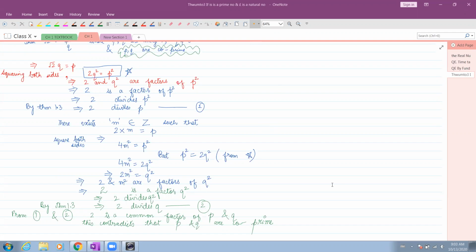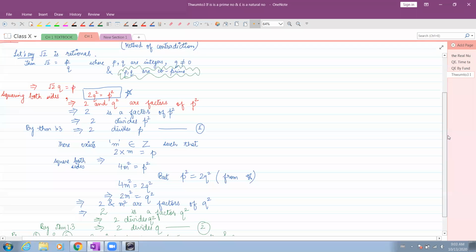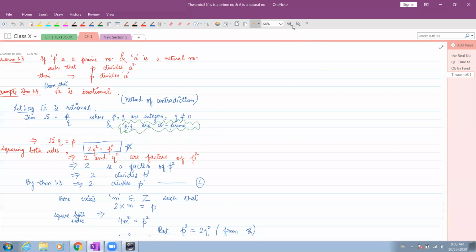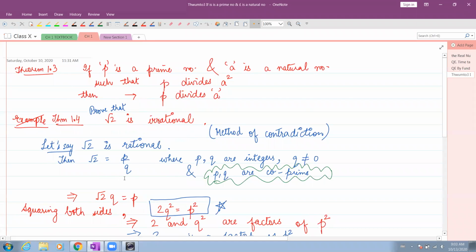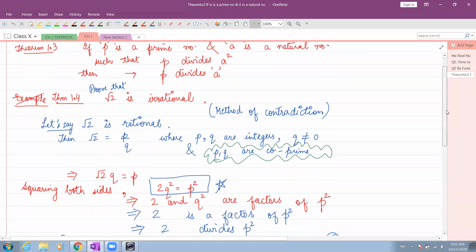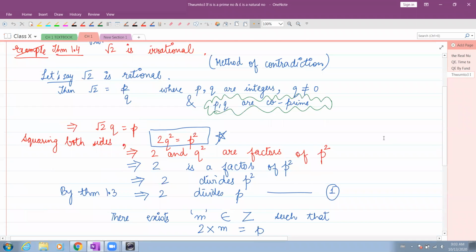So just going over what we have done here, we are using the method of contradiction, and I have started by assuming the opposite of what I want to prove. I want to prove that root 2 is irrational, so I have assumed that root 2 is rational. If root 2 is rational, that means it can be written in the form p over q, where p and q are two integers. That means it can be written as integer over integer.